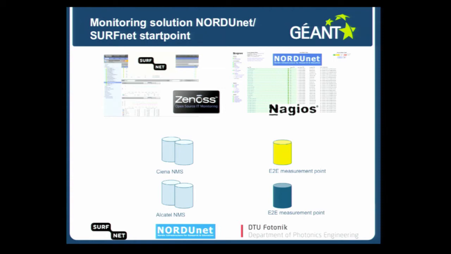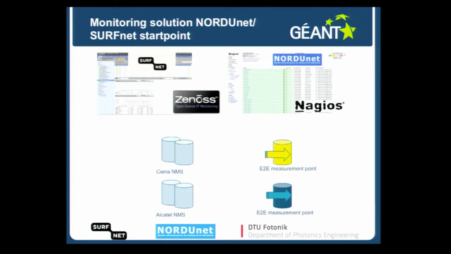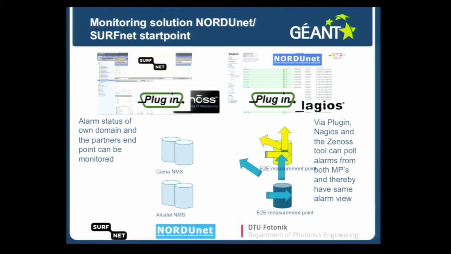They have some problems with their measurement points that we are trying to fix right now, but basically now we are able to get status from both measurement points, and we can just directly via a plugin which is suitable for both systems. We can actually have the same alarms sent to the 2 different systems and get the same alarm view, not physical view, but at least the same alarms.